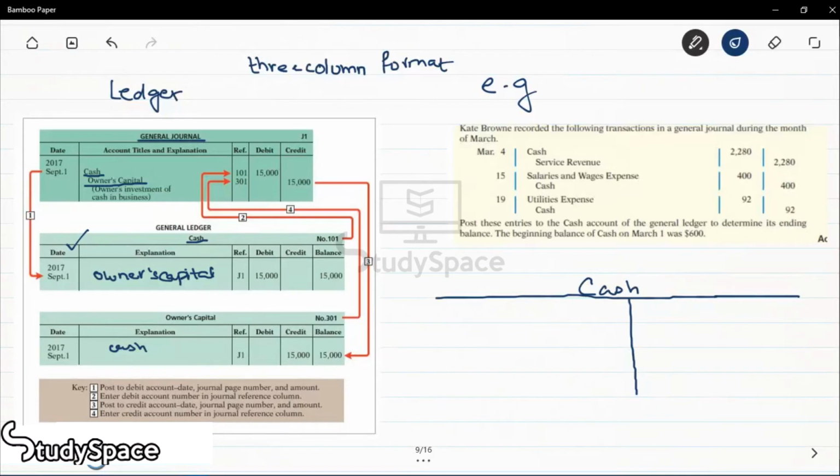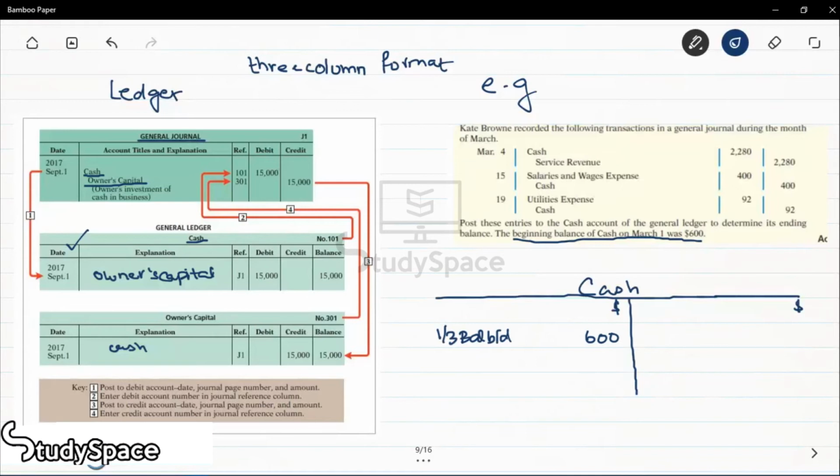Here, as you can see, due to its shape, it's called a T account. We're going to write the currency symbol on the edge of it, and after we've done that, we're going to then enter our entry. So the first thing that they've told us is that there's a beginning balance of cash on March 1st of $600. So I'm going to write the date here, which is going to be the 1st of March, and I'm going to write down balance brought down of $600.